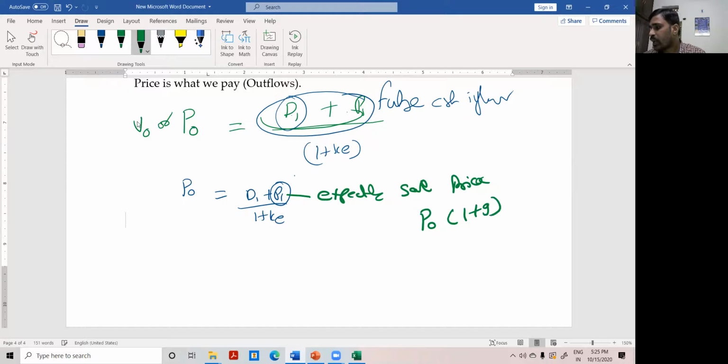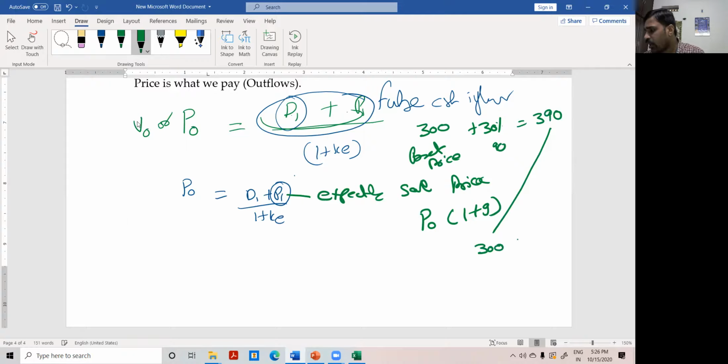1 plus Z. If the present share price is 300 rupees, and we are expecting that every year the stock price is jumping 30%, that is 300 plus 30%, which is 90. So you will get 390. How did I get the 390? I got 300 into 1.3, which is 390.